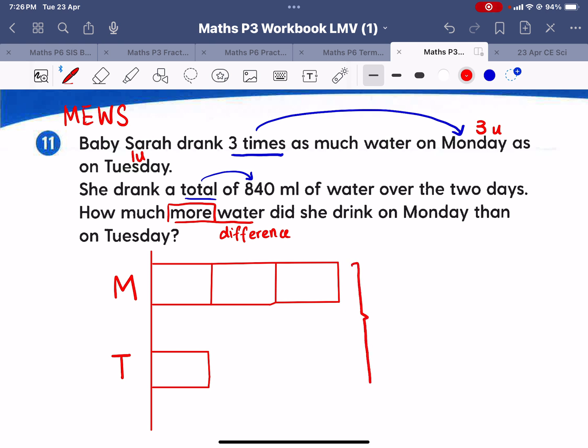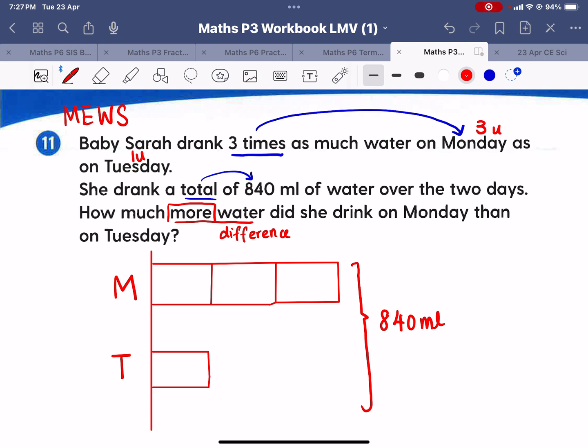Depending on whether you like the braces or you like to use double arrows, both work for me. I'm just going to choose one over here, in this case the braces, but you can do the double arrow head if you want to. And the total is 840 milliliters.